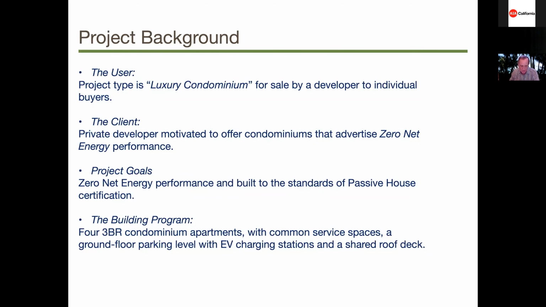So as I said, there are 4 3-bedroom condominium apartments. They have a shared elevator. The elevator goes from the ground floor to the roof deck and stops inside of each unit. They have a parking level. They have electric vehicle charging stations down there.